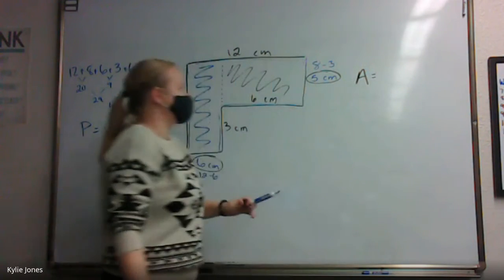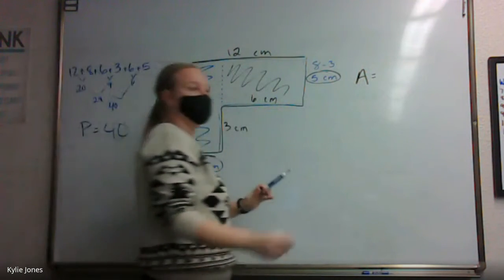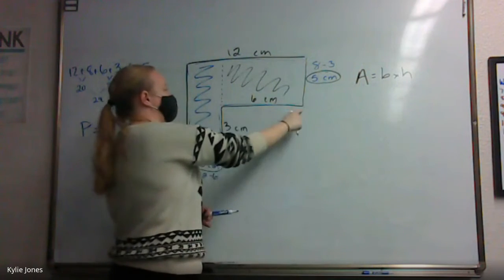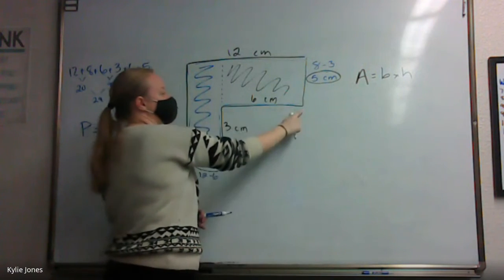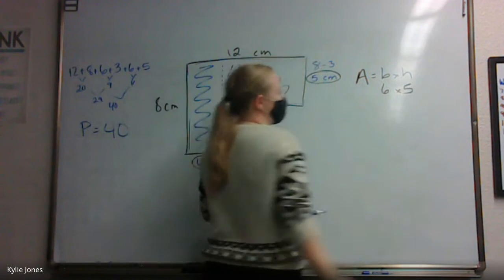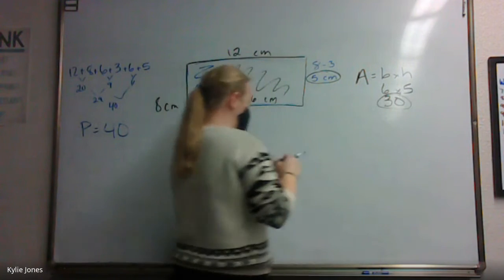Let's start with the area of the black rectangle. This is a rectangle, so what's the formula? Base times height. What is the base and height of this rectangle? 6 and 5. 6 times 5. What is 6 times 5? 30. Okay, so there's the black rectangle.